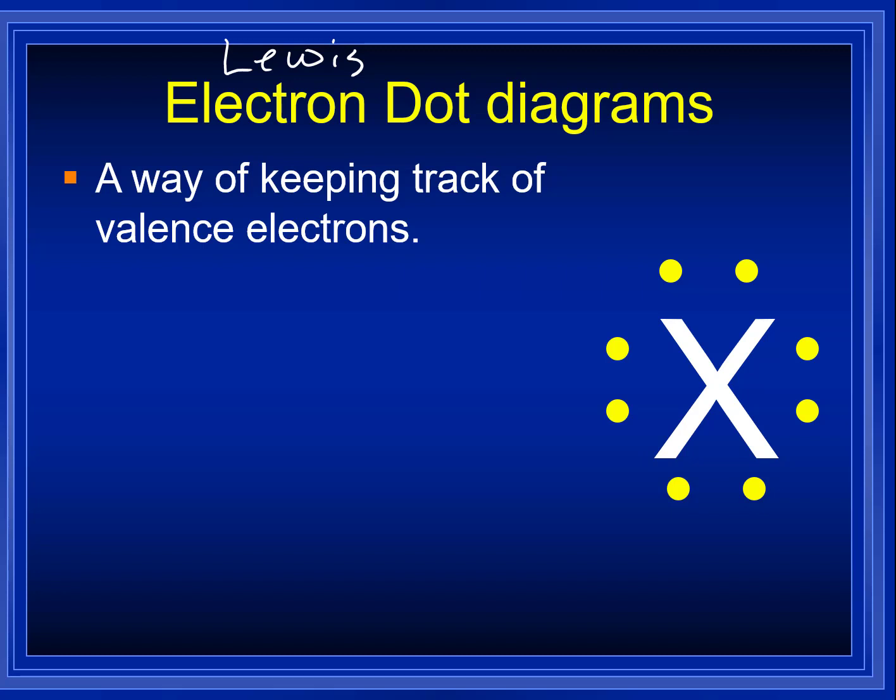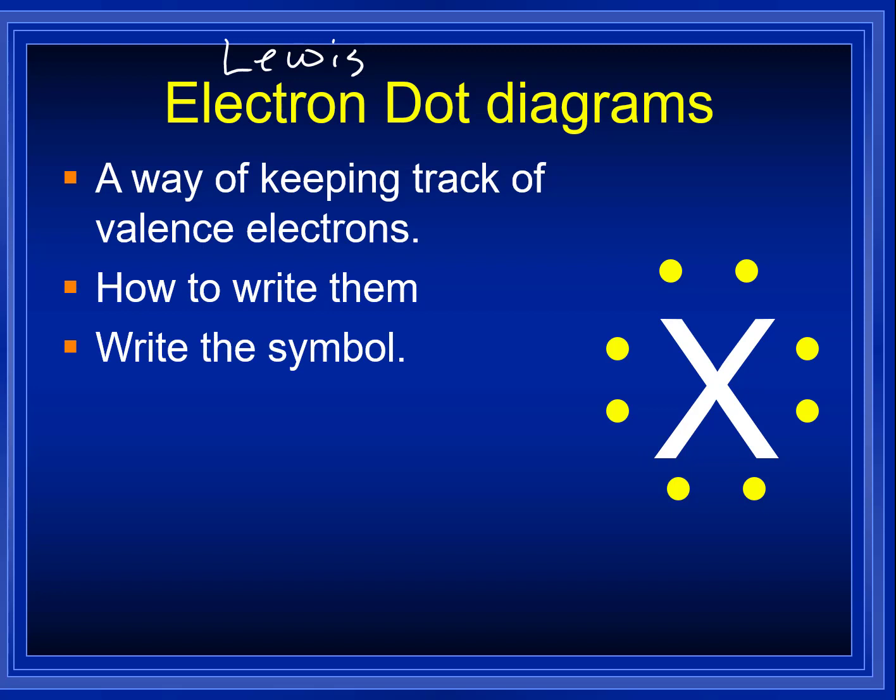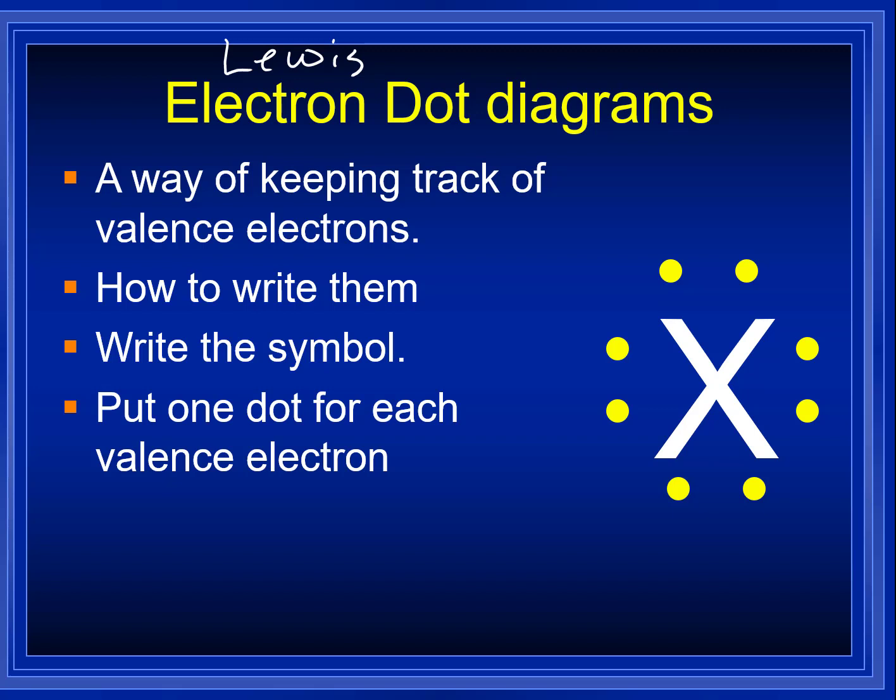So the first step in using electron dot diagrams is being able to draw them. So here's how you draw them. First, you write the symbol. I have put in a big capital X where the symbol will go. There is no element X. There's a Xe, but there's no X. And then you put 1 dot for each valence electron.